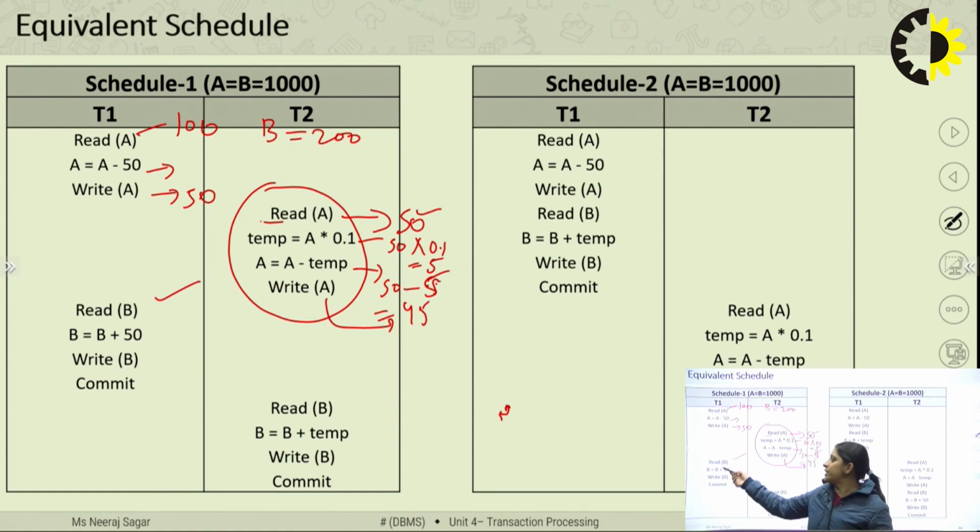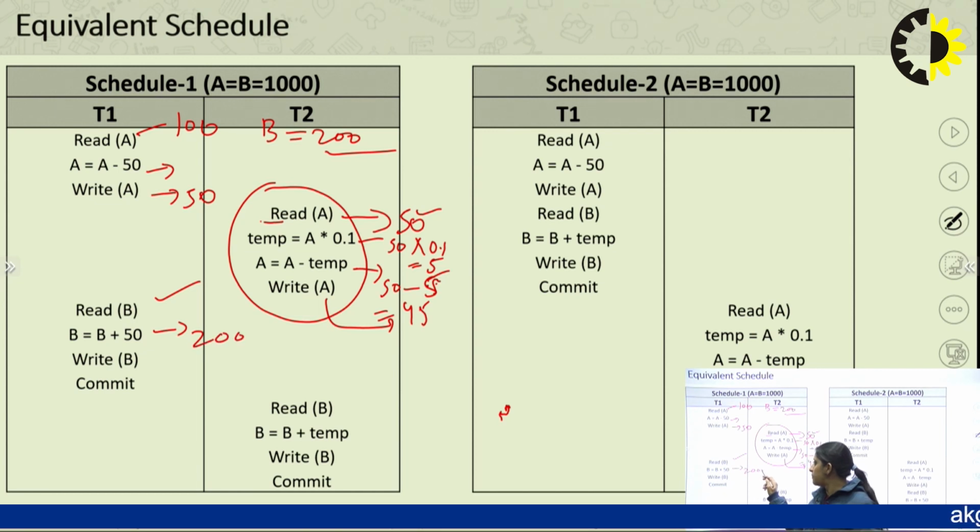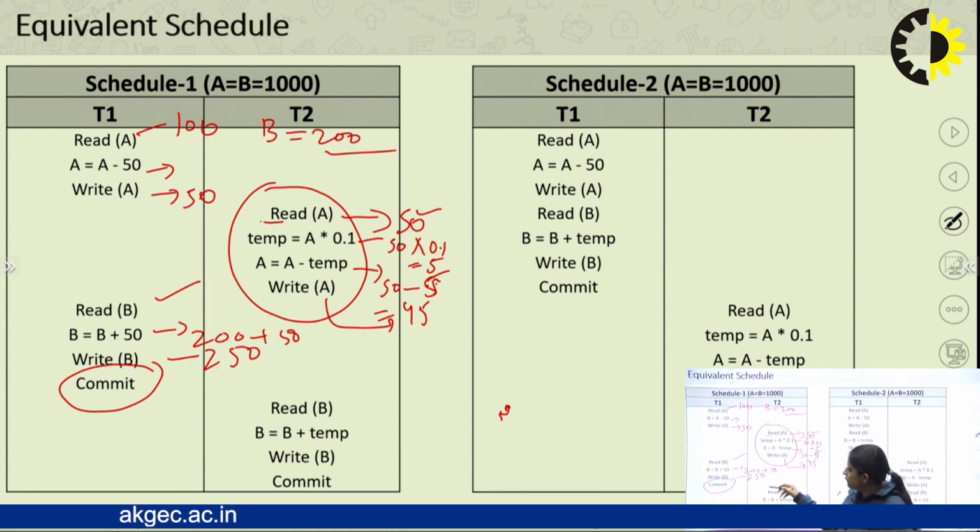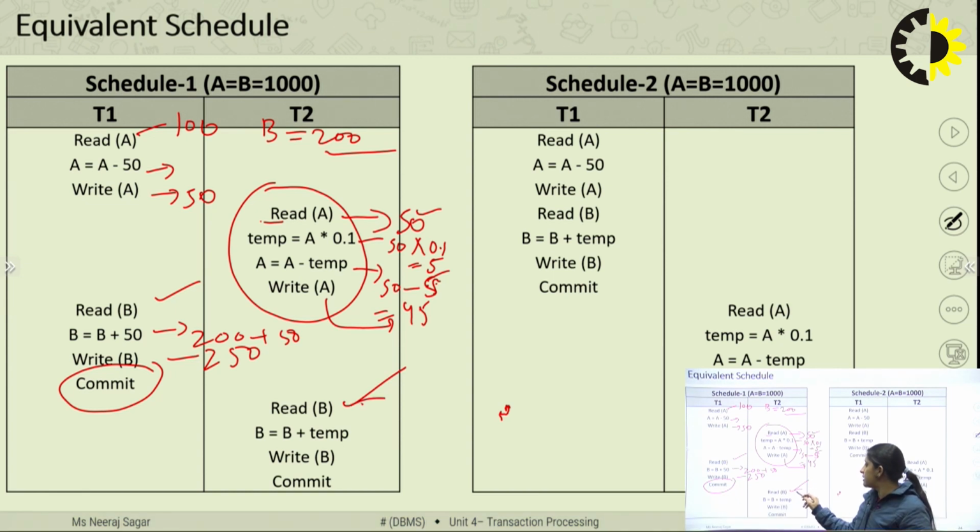Then again we start from T1. T1 reads the value of B, which we consider to be 200. Then it performs 200 plus 50 and writes B, that is 250, and then performs the commit operation. Here T1 is committed, meaning after that T1 doesn't perform any operation. Now again we start T2. T2 first of all reads B, and the value of B is 250 rather than 200. Then it performs B plus temp. Here temp is 5, and write B, that is 255, and then commit.